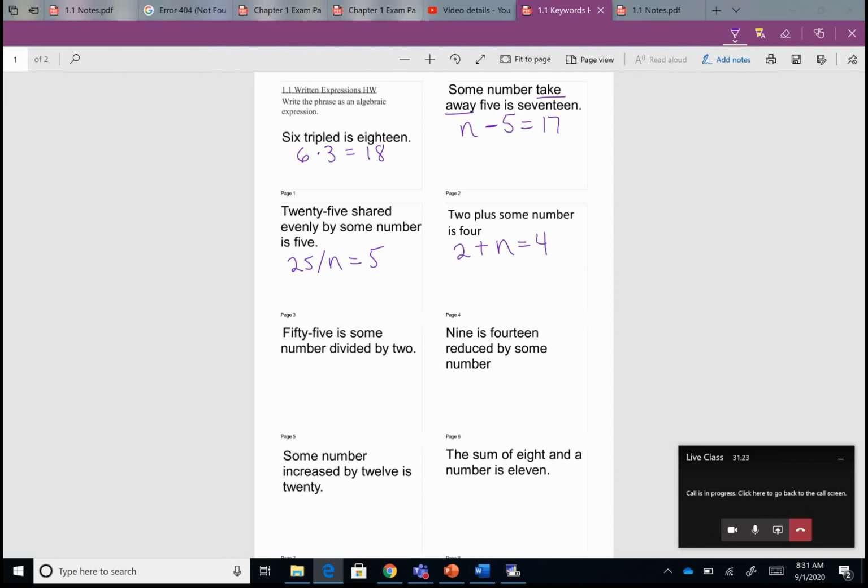Let's check our bottom 4. 55 is means equals. We have that some number again. I put n when I do mine. Our person up on the board put d. I've seen x's. So some number, guys, it can be any variable you want, any letter that you want to put there. So 55 is some number, and then divided by 2.